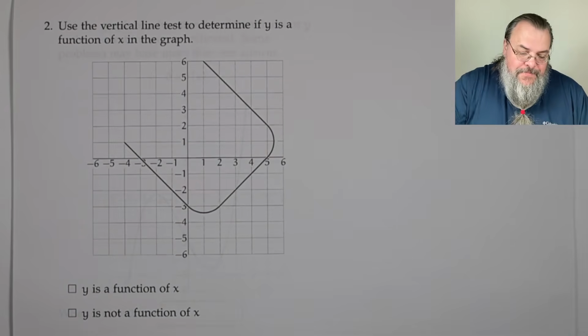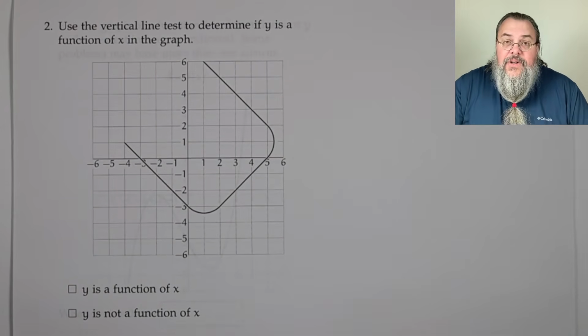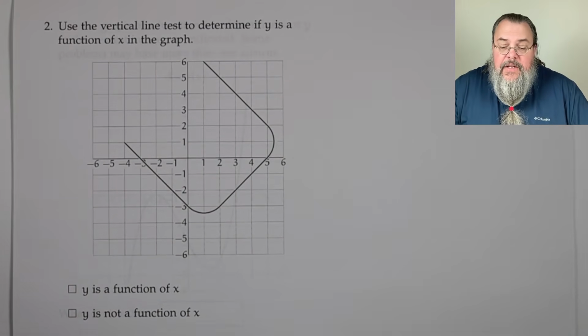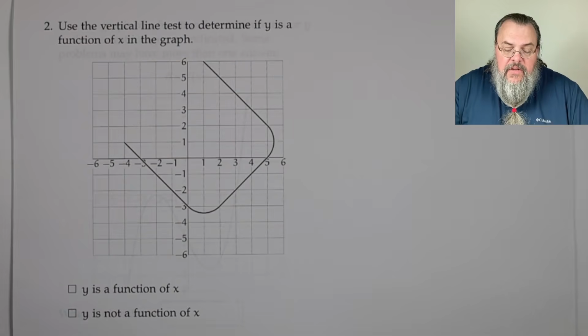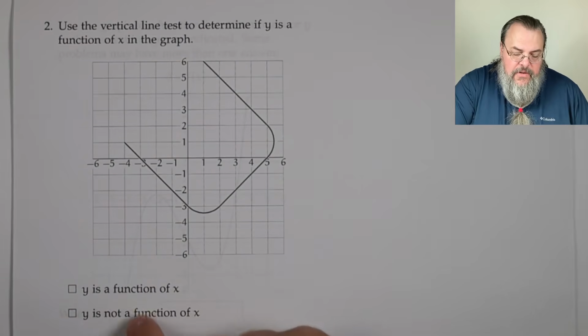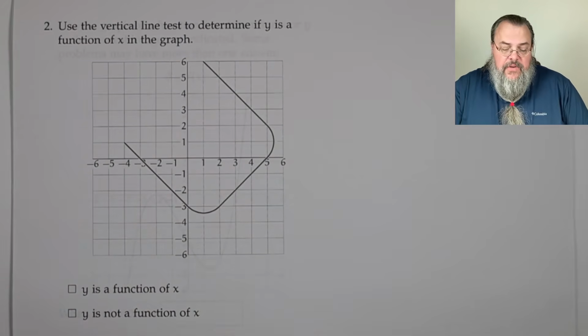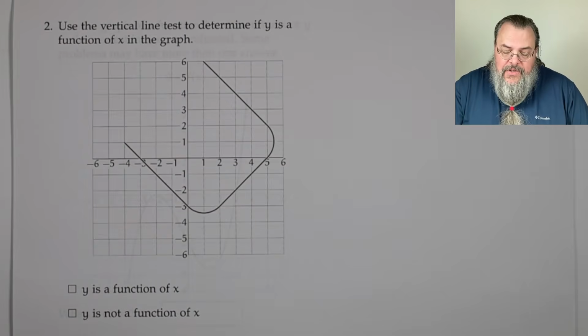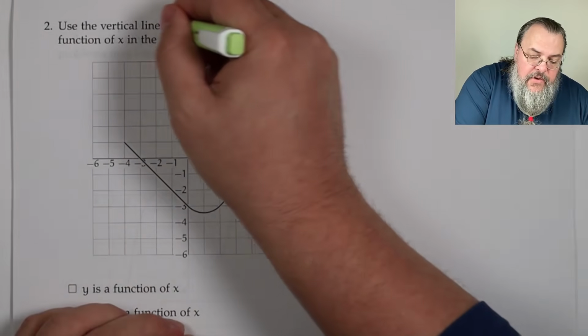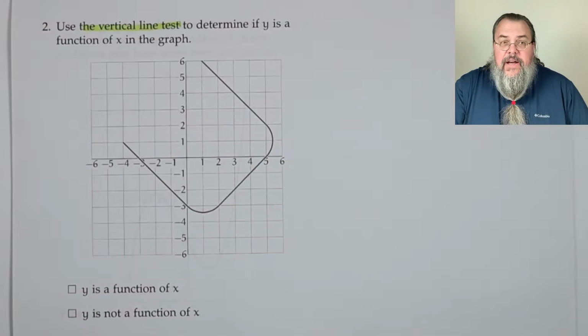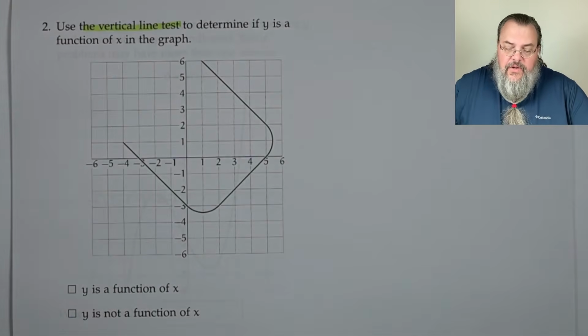Number 2. Use the vertical line test to determine if y is a function of x in the graph. And we have 2 options. Y is a function of x, y is not a function of x. Now, notice this says vertical line test. So what is the vertical line test? Let's just remind ourselves of that.